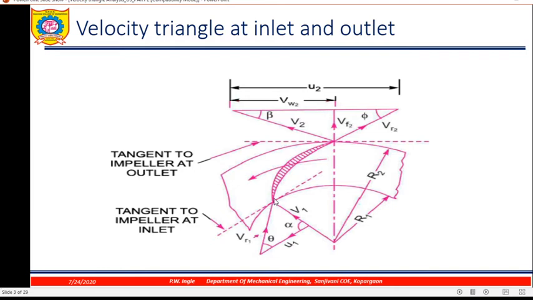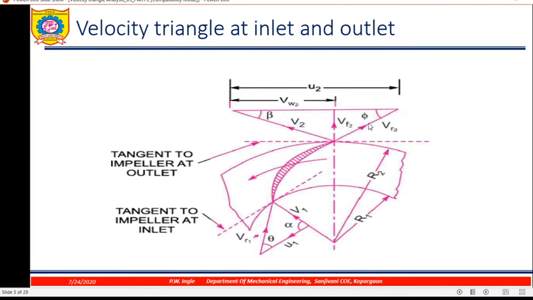Here, VW1 is 0. Water will enter like this. So VR2 will be this. But since the rotor is moving like this, initially water will flow like this, and because of the rotor rotation, the water will be flowing like this, correct? So that's why the absolute velocity V2 will be here. Now this is VR2, this is V2. By joining this point and this point, you are getting U2. Correct?